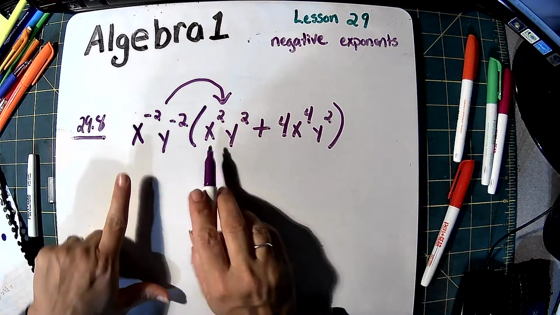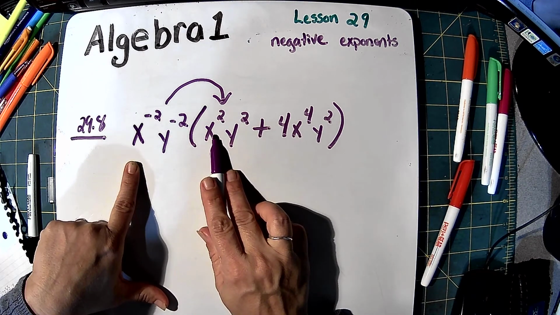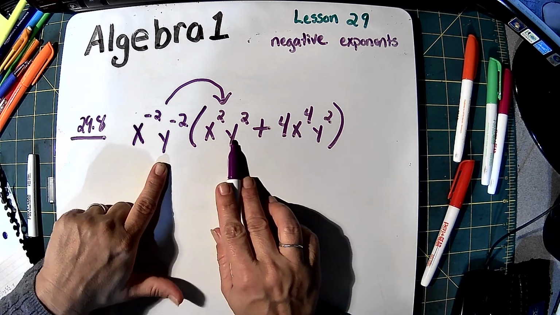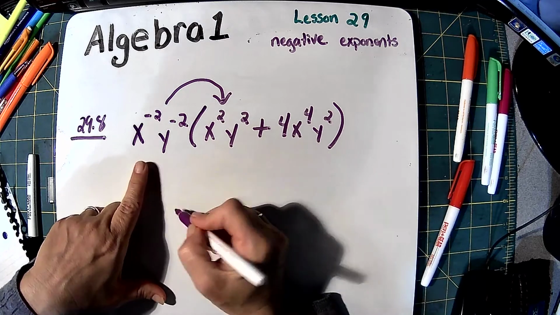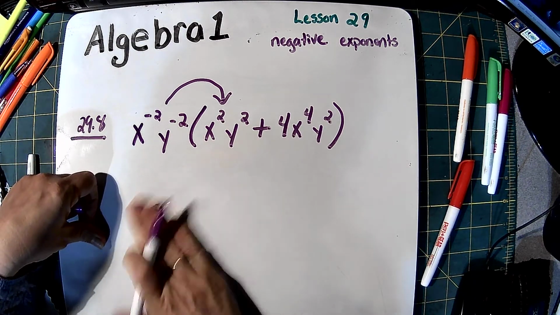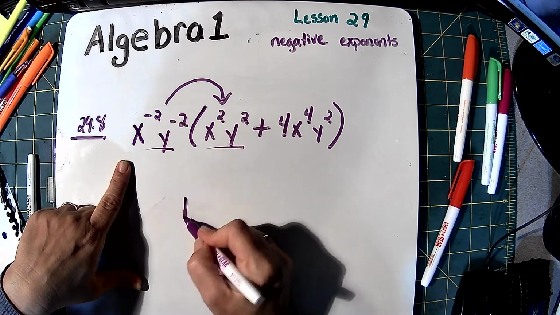So I'm going to put my x's together. Negative 2 and positive 2 are going to cancel each other, so I don't have any x's for this one. Negative 2 and positive 2 cancel each other again, so really that would mean 1 times 1, which is just 1. So the whole answer to that part, when I multiplied here times here, would just be 1.